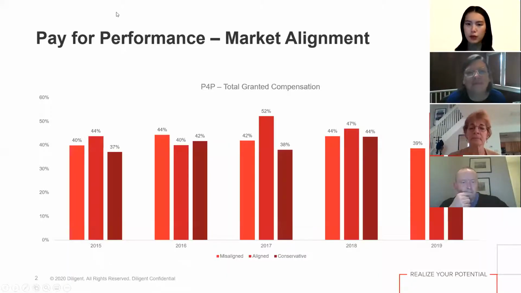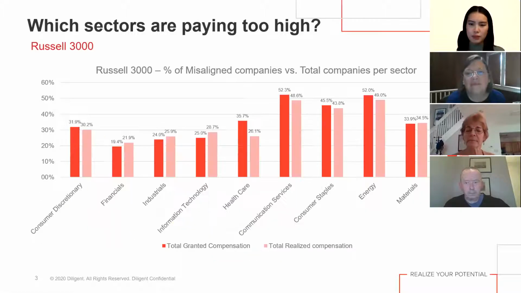Yesterday I showed this graph to you, which shows the alignment of pay for performance with regards to total granted compensation. And as you know, the bars are showing the percentage of Russell 3000 companies falling into each category of misaligned, meaning overpaying, aligned, and conservative, meaning underpaying. And we found that 39% of the Russell 3000 companies overpaid their CEO. And that number is 778 companies to be exact.